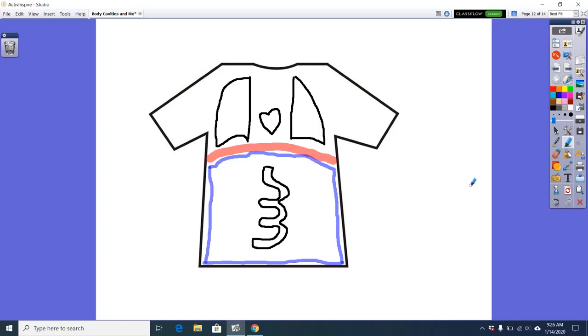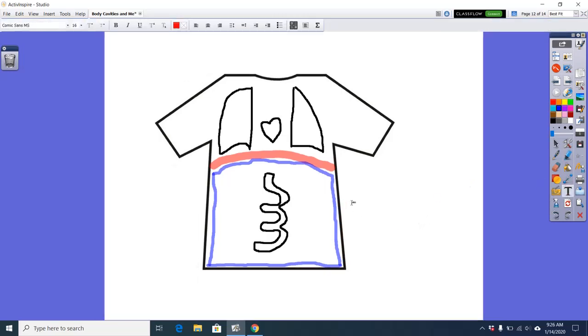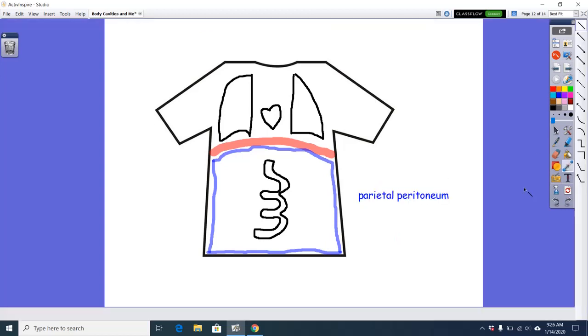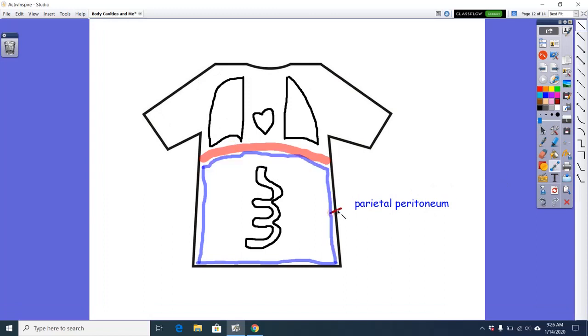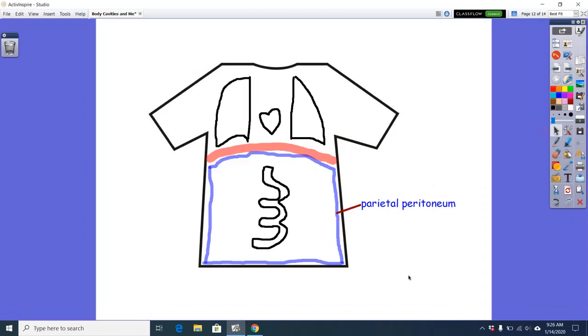Okay, and the name for this, since it is on the wall, is parietal. And since I'm in the abdominopelvic cavity, it is peritoneum. So we will change this to blue. This blue line is going to represent your parietal peritoneum because it is lining the wall of the cavity. And which cavity am I in? The abdominopelvic cavity, so it is peritoneum.